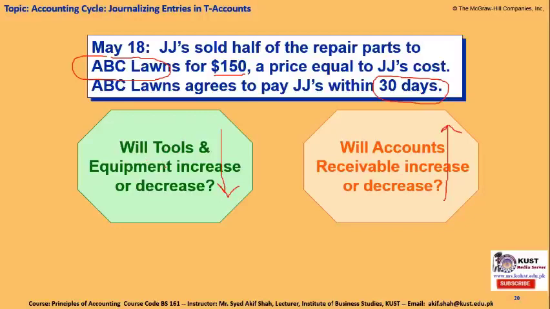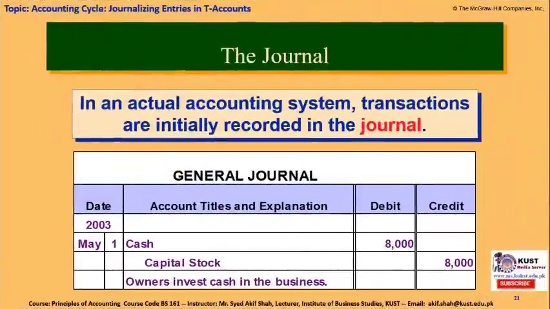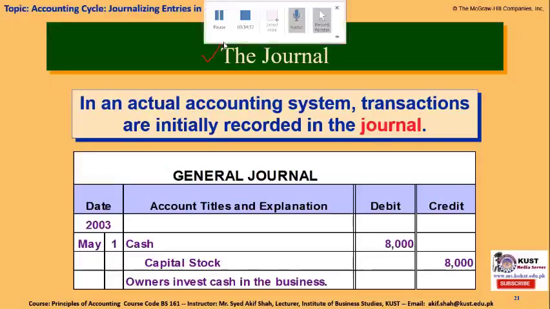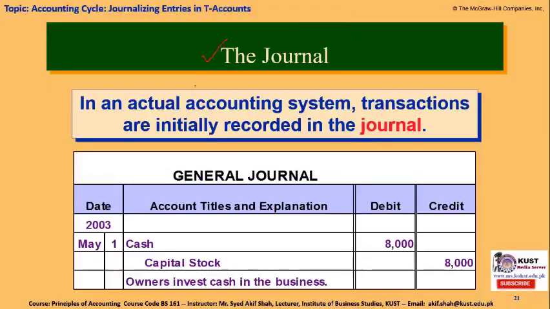Now, after analyzing these transactions, let's move towards a formal method of recording these transactions in chronological order in the journal format. Here it is, the journal. It is the first step of journalizing the economic transactions. It states that in an actual accounting system, the transactions are initially recorded in the journal. And journal means a record of daily, day-to-day routine activities. So this is the way we have to mention the journal.